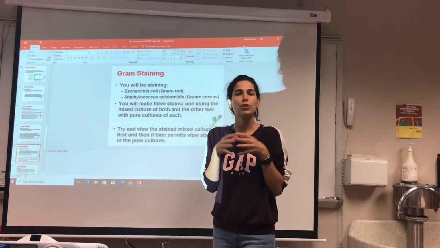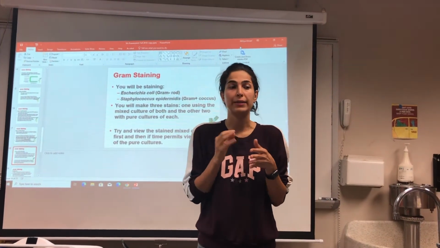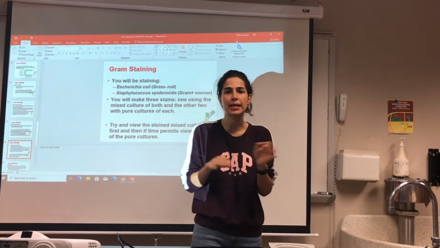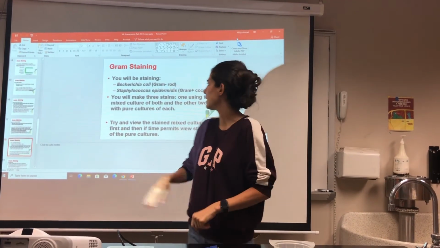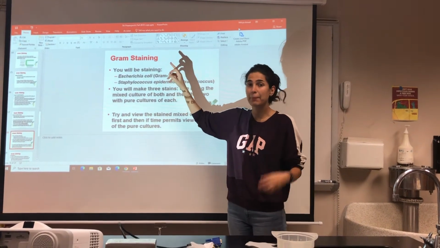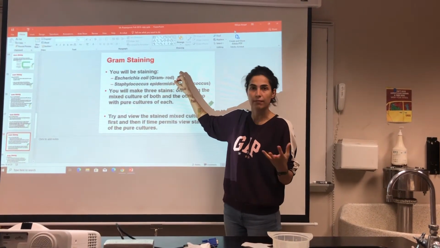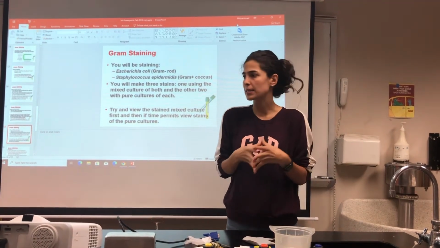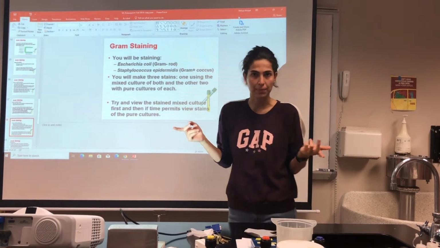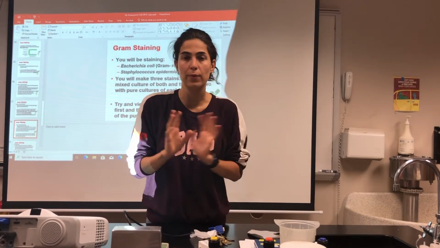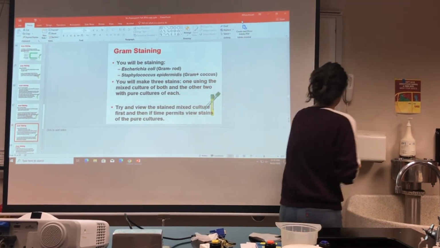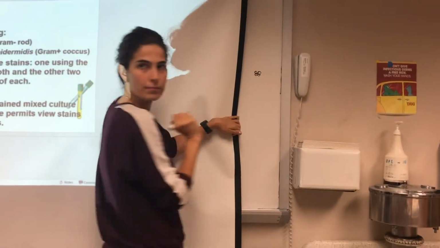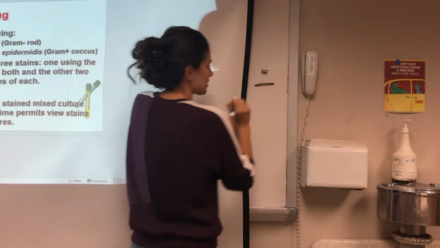Today for gram staining, you need to write the lab report, so make sure you understand all the steps. If you have any questions, let the TAs know. You will be staining E. coli, which is gram-negative and has the rod shape, and also Staphylococcus epidermidis, which is gram-positive and has the cocci shape. You already know what the rod shape and the cocci shape are, I guess. Just one more time, the cocci shape is like this. The rod shape is like this.